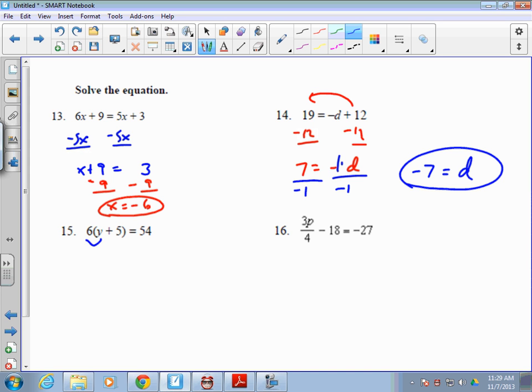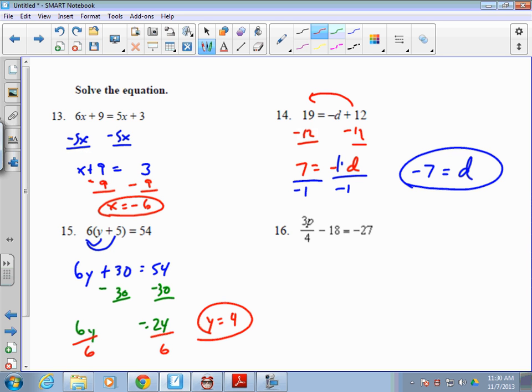Distribute. 6 times y is 6y. 6 times 5 is plus 30. Equals 54. Get rid of plus 30 by subtracting it. Do likewise here, and that leaves you with 24 on that side. So 6y equals 24. Then get rid of 6 times something by dividing by 6 on both sides. Y equals 4.